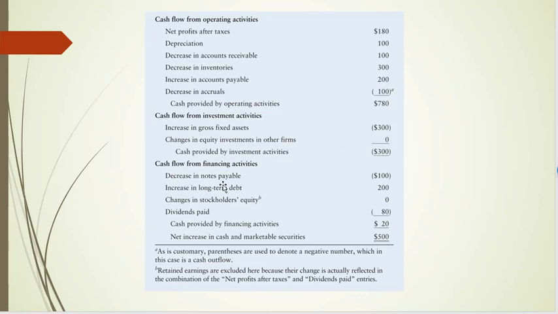Cash flow from financing, changes in interest payments, right? We also have dividends that were paid. So in this case, we ultimately had $20 come in from financing. So we had 780 plus 20, that's $800 came in the door, $300 went out the door. So the net increase in cash and marketable securities is $500. So essentially it says if you look at your checkbook, there should be $500 more there now than there was at the beginning of the year.